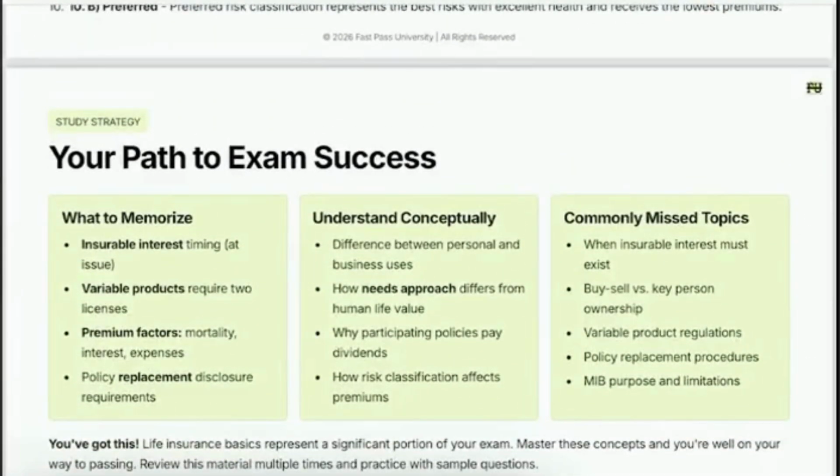Your path to exam success. All right, you've got this. Make sure that you are comfortable with what you should memorize and what you need to understand conceptually. Make sure that you go over the commonly missed topics. Life insurance basics represent a significant portion of your exam. Master these concepts and you're well on your way to passing. Review this material multiple times with your practice exam, sample questions, our workbooks, things like that, and you should be in an excellent spot. So good luck on your fast pass, and we will see you soon.